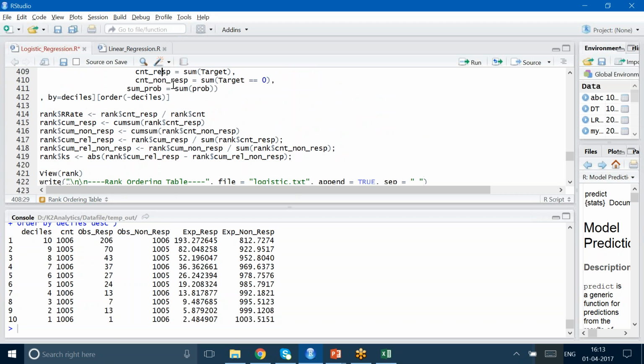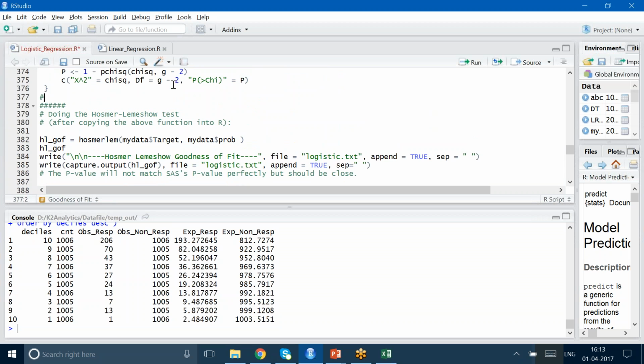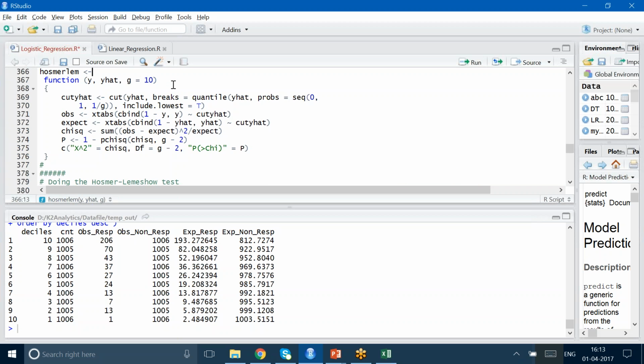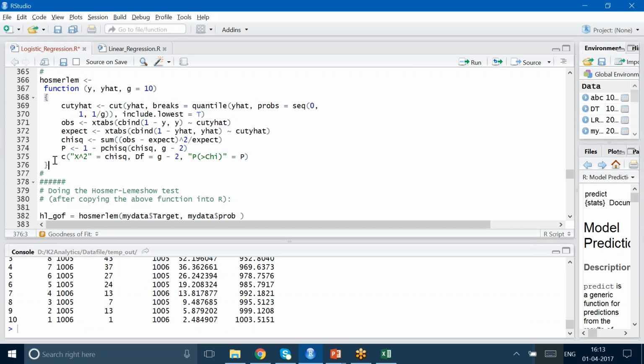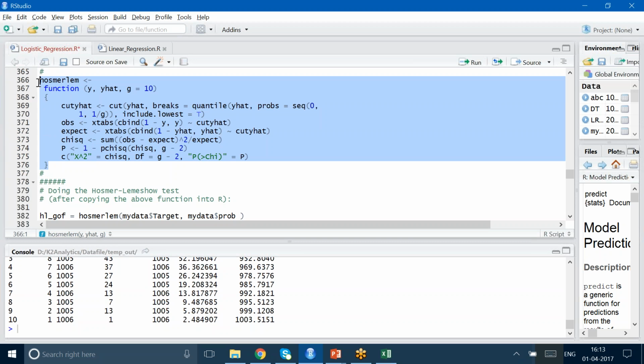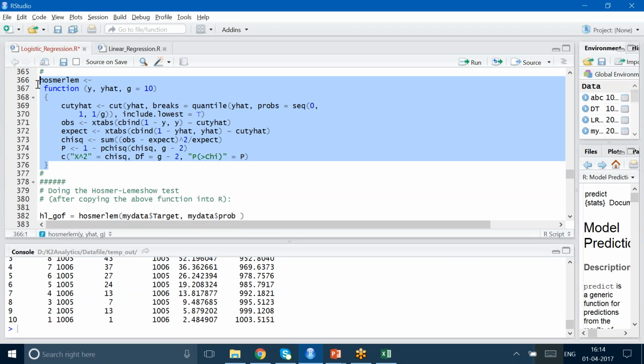There is an HL function, the Hosmer-Lemeshow function. This function is given to you directly. If you see the observed, it does a cross tab of the binned y hat. It computes the y hat, which is the y average, then the expected, and then does the chi-square: observed minus expected, the whole square, divided by expected. So the entire calculation is there. I'm not going to bother much about it.